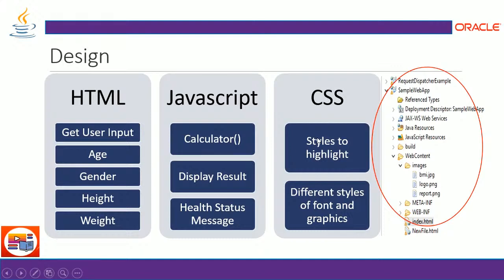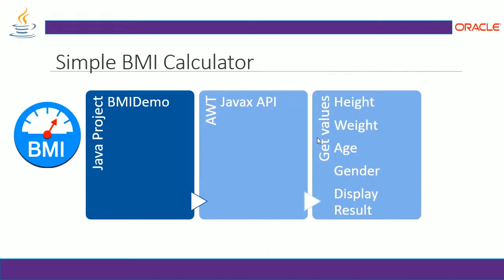CSS is simply going to style the form, or you can say the web page. It's going to give you different styles of fonts and graphics. And the simple BMI calculator is going to be built with the Abstract Window Toolkit, so it's just for a standalone application. We just give you a simple look where we display the values and a simple report.